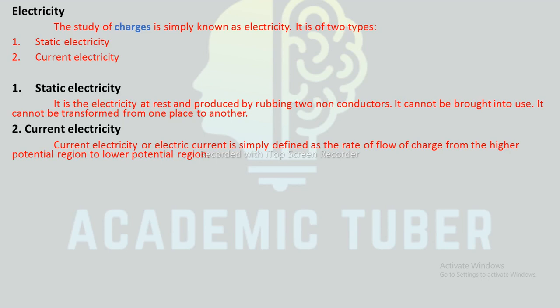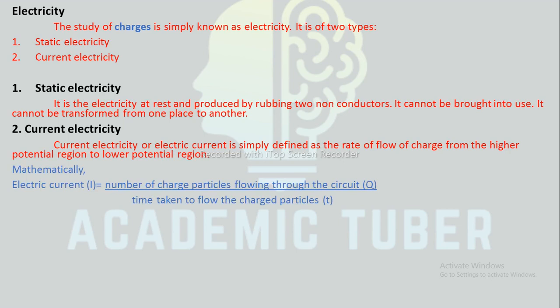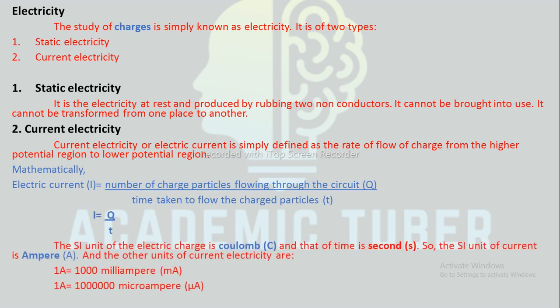Current electricity or electric current is simply defined as the rate of flow of charge from the higher potential region to lower potential region. Mathematically, electric current I equals number of charged particles flowing through the circuit Q divided by time taken to flow the charged particle T. That is, I equals Q by T.